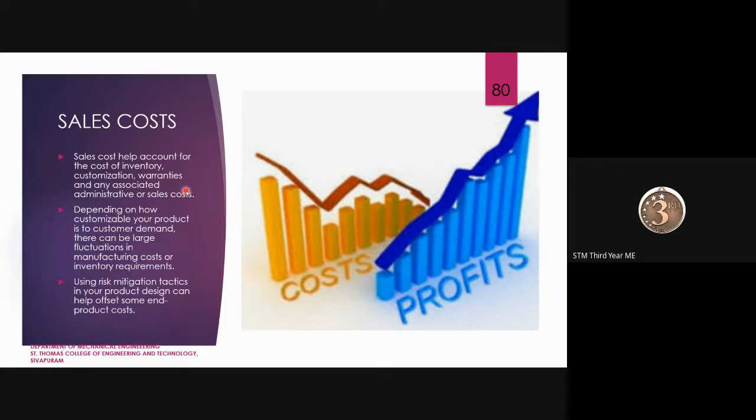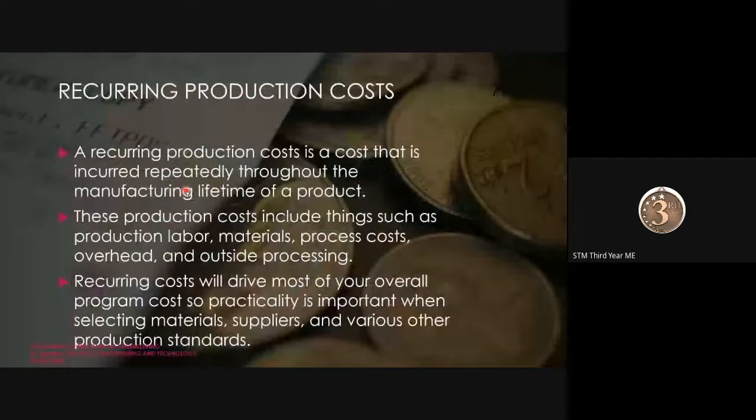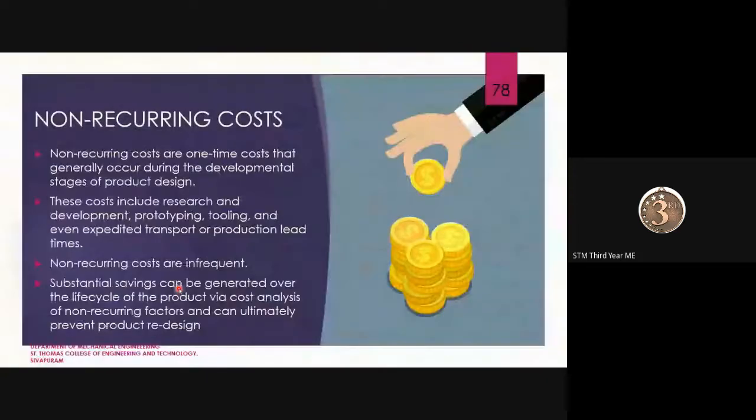Okay, so these are the costs that are incurred. First one is recurring production cost, the cost that recurs or repeats during the developmental phase of the products, and it repeats again and again. Some examples are raw materials, labor cost, process cost, overhead cost, and outside processing cost. Next, non-recurring cost. Non-recurring cost happens only one time. It's known as one-time cost, and some of the costs included during the product developmental stages are research and development cost, prototyping cost, tooling cost, and expedited transport or production lead time.